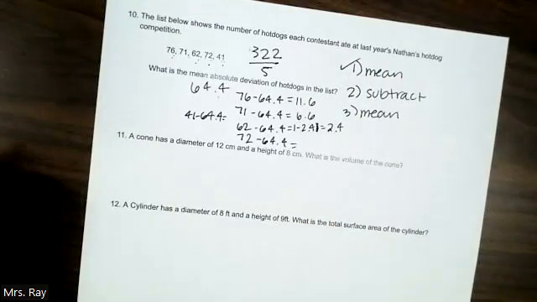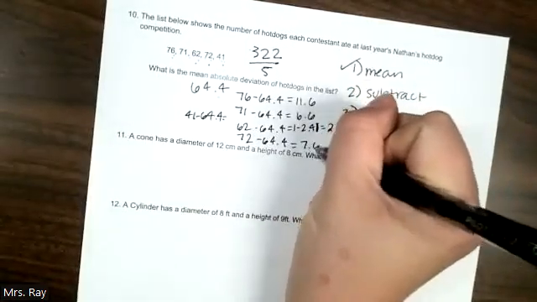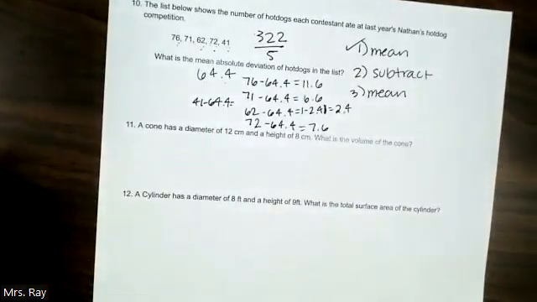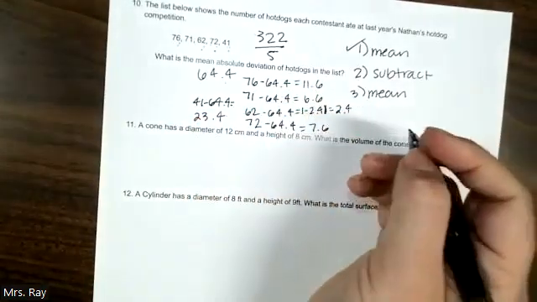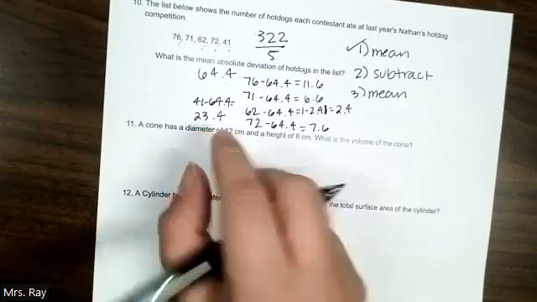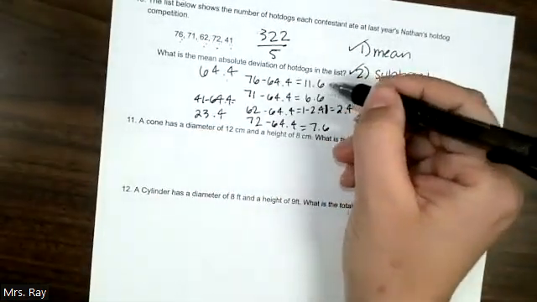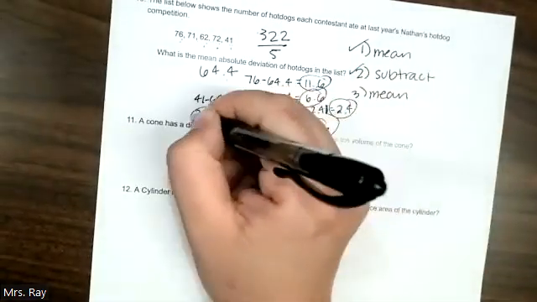72 minus 64.4 is 7.6. And then lastly, this one over here, 41 minus 64.4 is 23.4. It's actually negative 23.4, but remember, we're using the absolute values, so just positive. All right, so step number 2, subtract. Done. Now we have 5 new numbers. This one, this one, this one, this one, and this one.